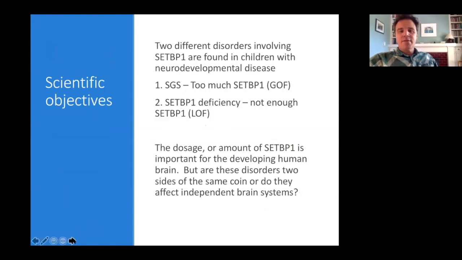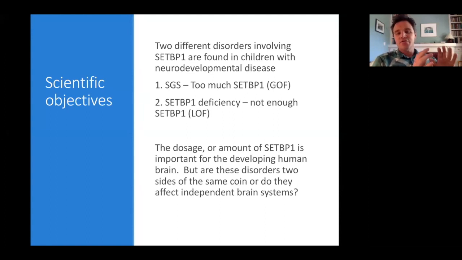Okay. The main objective of my group right now, we're a neurodevelopmental disease group, and this is one of our major projects in the lab. Our angle on SETBP1, and why I'm here today, is that we are trying to understand the role of SETBP1 in brain development. That comes up because there are two different disorders that affect children and impact the way the brain is growing.